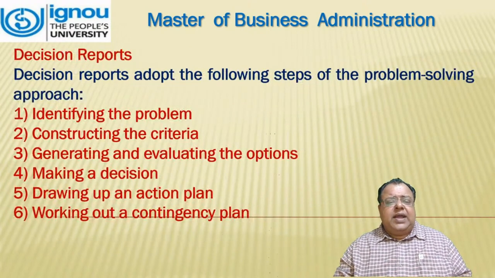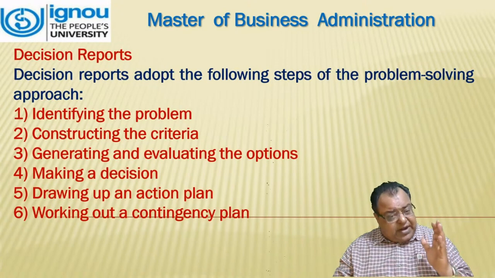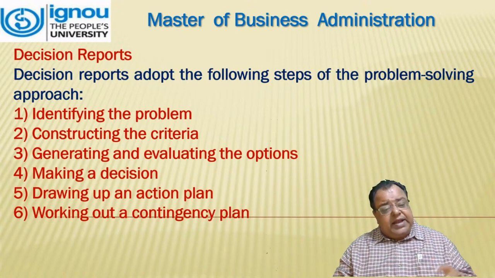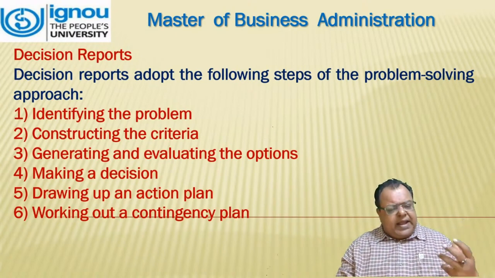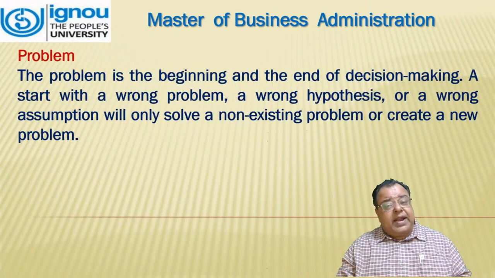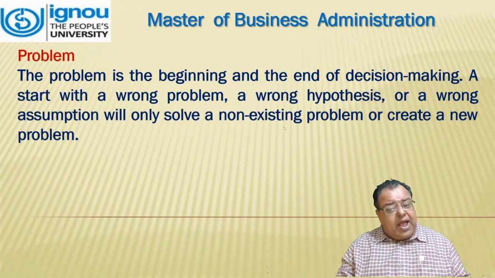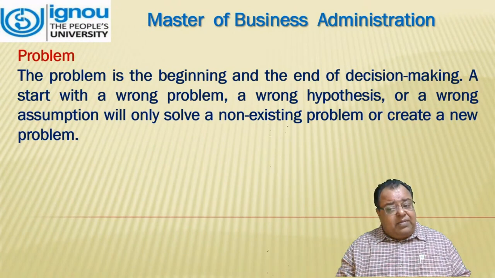Decision reports adopt the following steps of the problem solving approach: identifying the problem, constructing the criteria, generating and evaluating the options, making a decision, or drawing up an action plan, or working out a contingency plan. Now, the problem. Problem is the beginning and the end of decision making. A start with a wrong problem, a wrong hypothesis, or a wrong assumption will only solve a non existing problem or create a new problem.